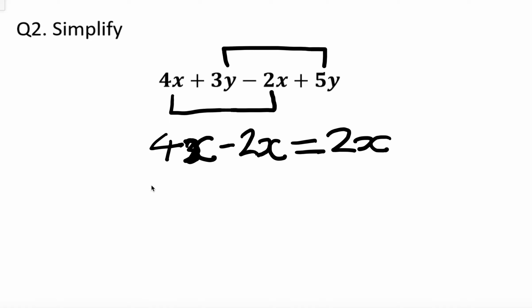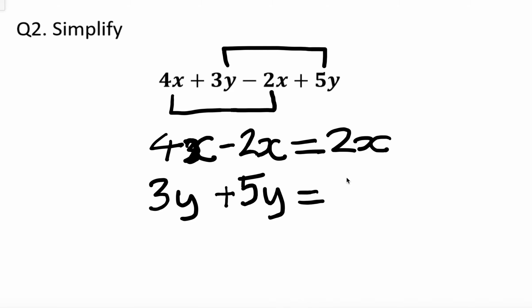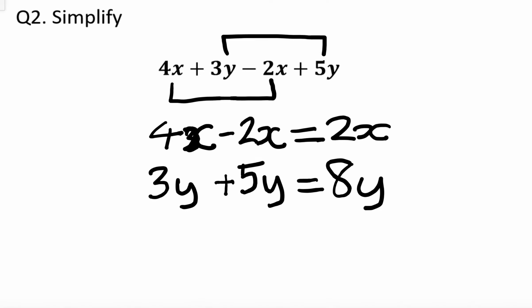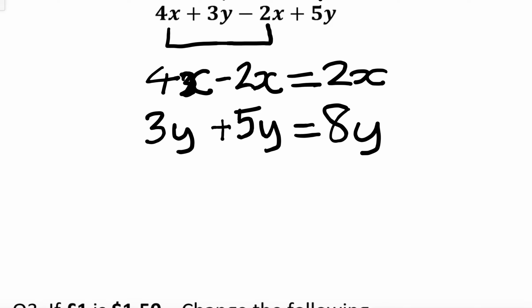We've got 3y plus 5y. So 3 and 5, 8. So there we have it. We've added the y's and x's. Now all we need to do right now is the final simplification. It's going to be 2x plus 8y.